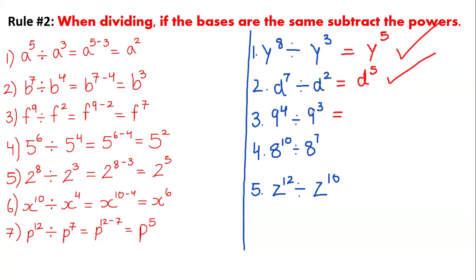9 to the power of 4 divided by 9 to the power of 3 gives us what? 9 to the power of 1, which is simply 9. Number 4 equals 8 to the power of 3. Very good. Number 5 is going to be equal to Z to the power of 2. Very good. Anyone got all right? Let me know if you got all right. I did. Excellent.